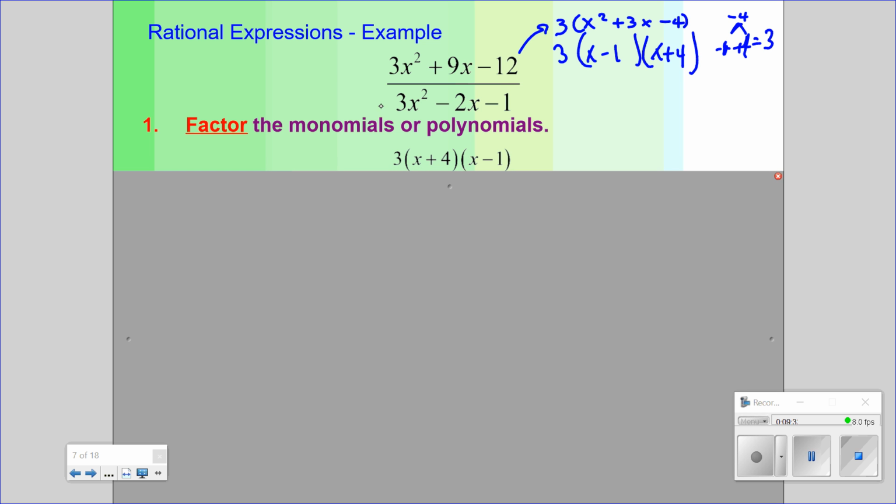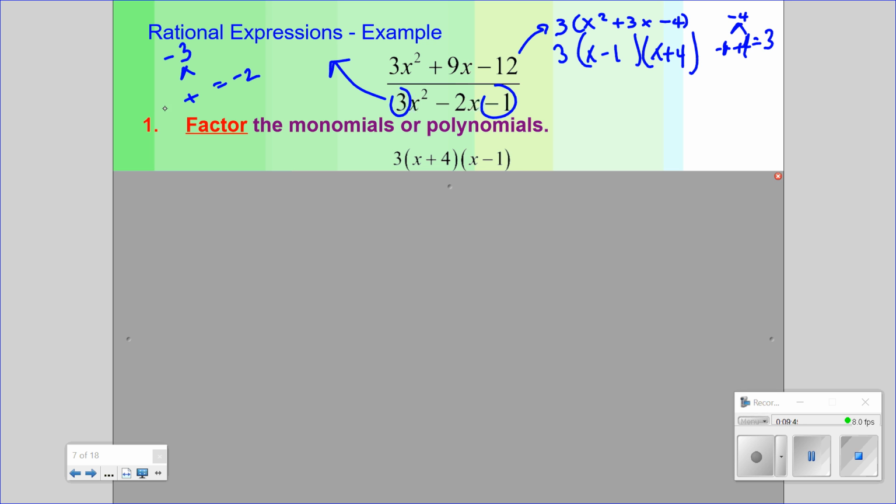And then the denominator should factor as well. Now your denominator is a trinomial with a coefficient. So remember, you need to multiply 3 times negative 1 to get negative 3. And we need factors of negative 3 that add up to be the middle term's coefficient of negative 2.